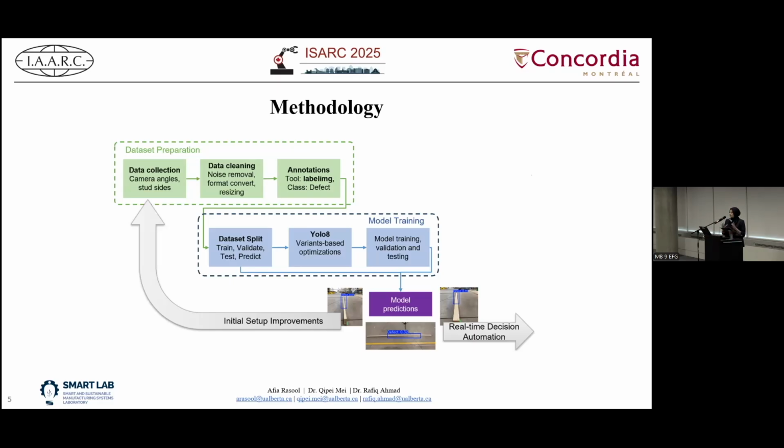After the dataset preparation is done, we split the dataset into four categories: train, validate, test, and predict. I have used different variants of YOLOv8 to get the best accuracy and to study the accuracies between the variants. Once the model training is done, we did the model predictions, and these predictions can be used for real-time decision automation. And also, if we want to go back and improve the initial setup, it is very important. I will explain how.